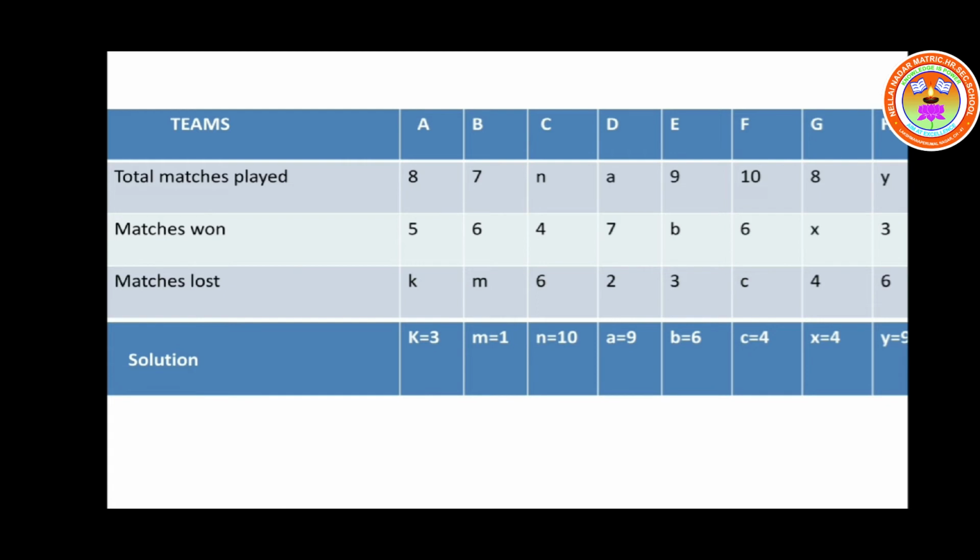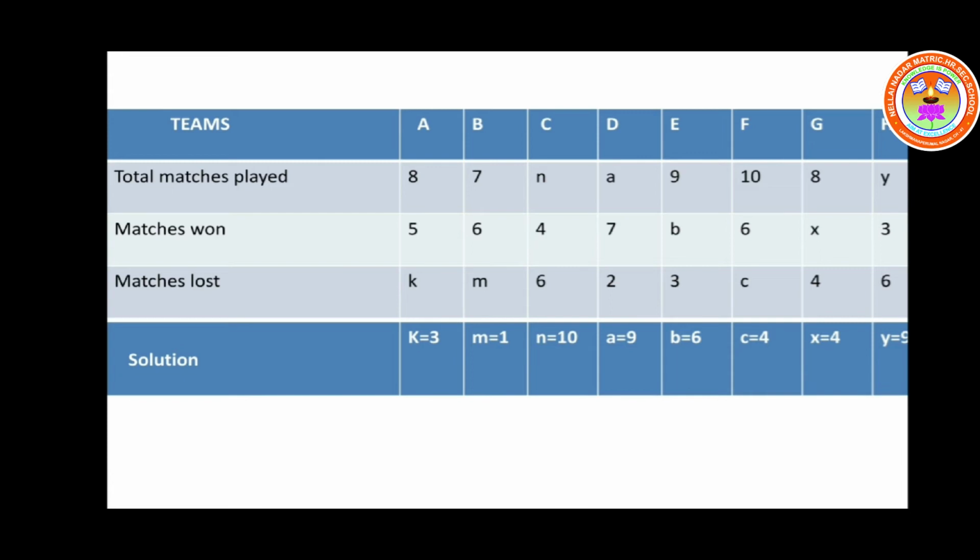So we found all the variable values. K is equal to 3. M is equal to 1, N is equal to 10, A is equal to 9, B is equal to 6, C is equal to 4, X is equal to 4 and Y is equal to 9.